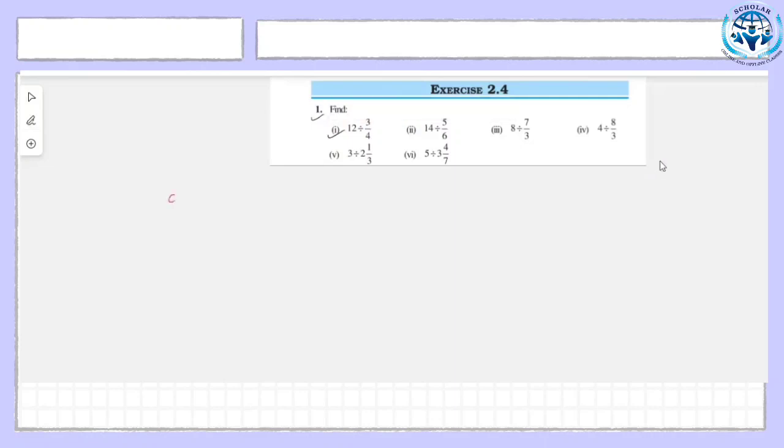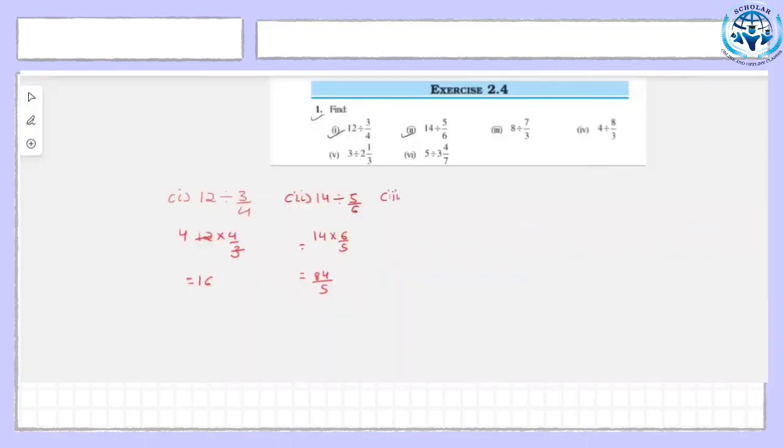Here we start exercise 2.4. 12 divided by 3 upon 4 or 12 multiplied with 4 by 3. 3 4s are 12, 4 4s are 16. The second one, 14 divided by 5 by 6 or 14 multiplied with 6 upon 5. This is the way to divide. We reciprocate the fraction after the mark of division. 14 6s are 84, 84 upon 5.